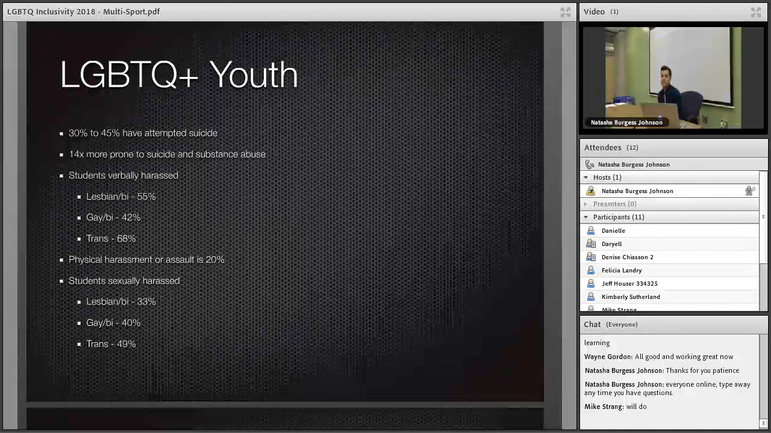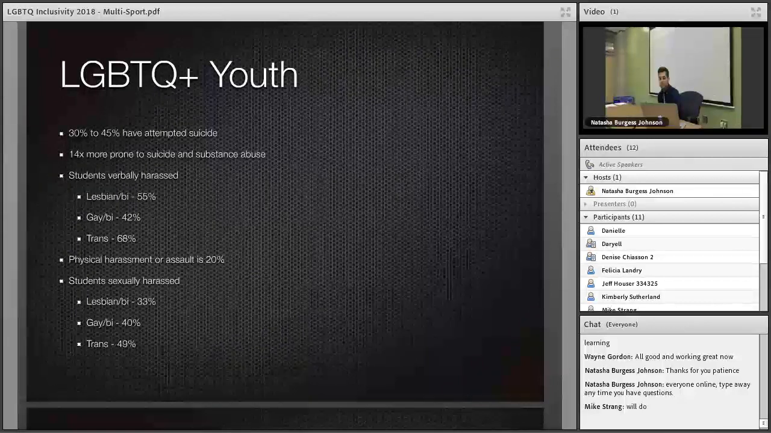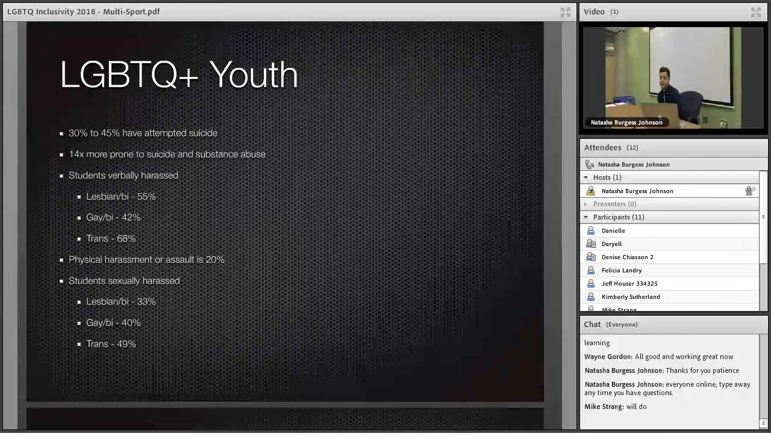There's some stats on being verbally harassed. So women, 55%, 42% for gay men, and our trans people, it's 68%. Physical harassment or assault is 20% for the community as a general. So 20% of people have been physically harassed or assaulted. And students have been sexually harassed. Lesbian or bi, 33%, gay or bi, 40%, trans, almost 50%.